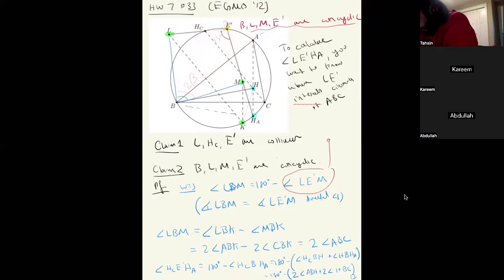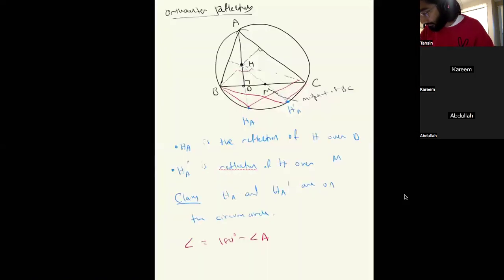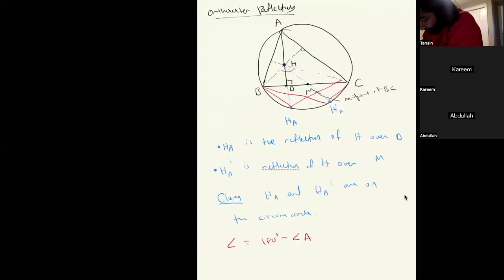Now I want to do another problem. It's going to be more reflections on this theme of orthocenter reflection. Oh, I didn't mean to make a pun, but it'll be more problems related to this theme of orthocenter reflection. So what's the problem?